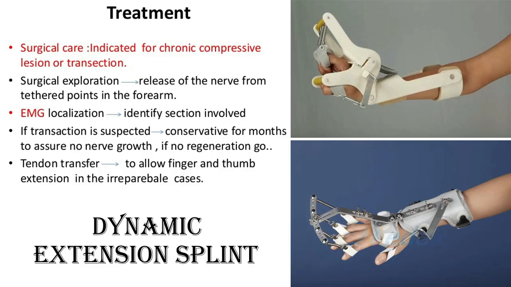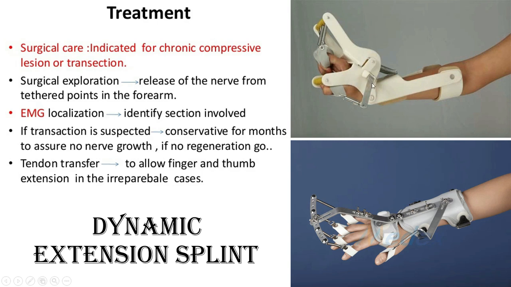Now treatment: when radial nerve palsy comes with the problem of wrist drop and inability to extend the metacarpophalangeal joint, if we are quite sure that there is no transection of the nerve, then we can assure the patient that it will recover within 3 months.